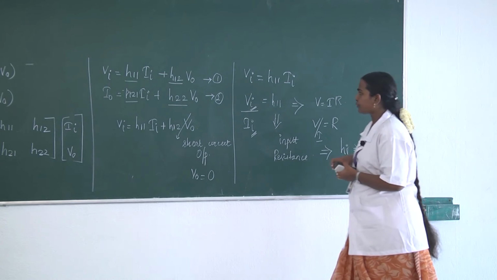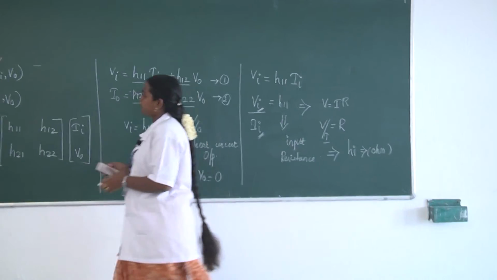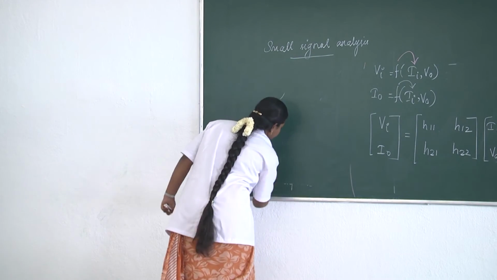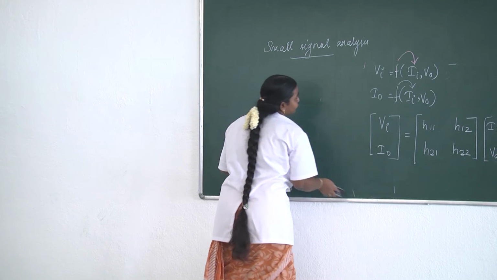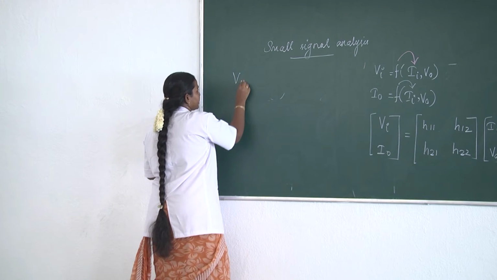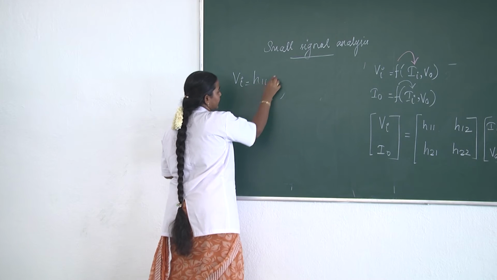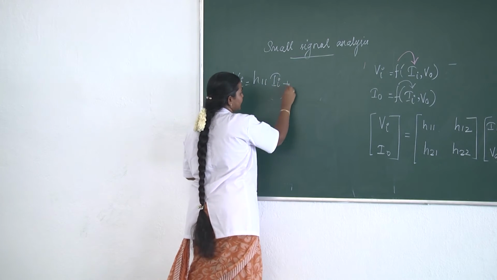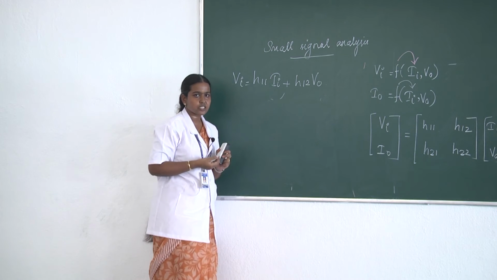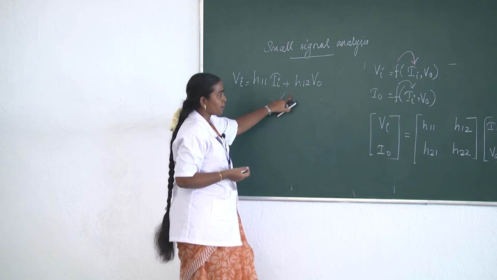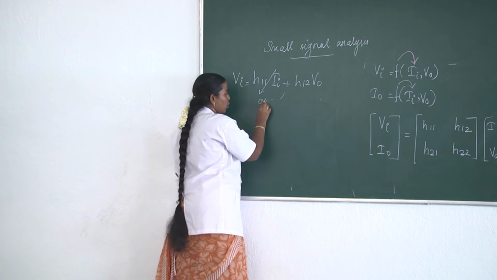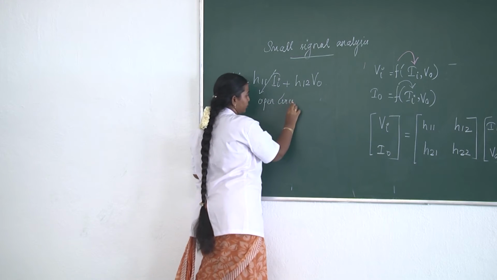So now we have to find the next term. In order to find the next term, we are going to use the same equation, which is nothing but VI is equal to H11 into II plus H12 into V naught. So first what we did is, we did a short circuit operation in the output side. Now what we are going to do is, we are going to do an open circuit operation in the input side.